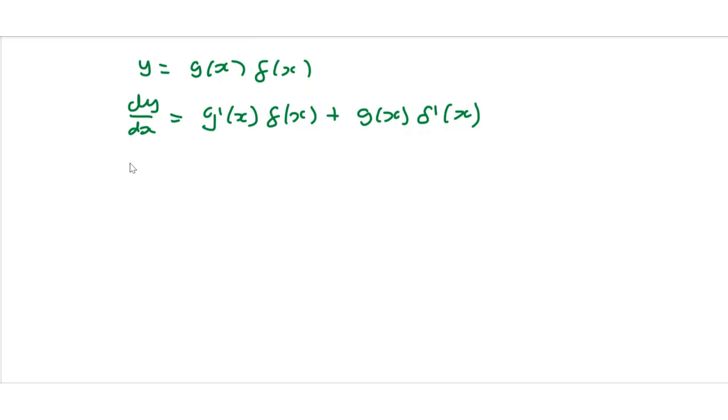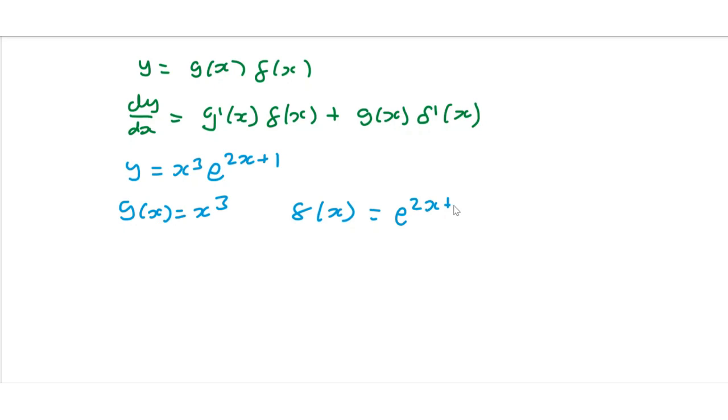So if y is equal to x cubed multiplied by e to the 2x plus 1, then we identify that we have two functions, g of x is equal to x cubed. Doesn't matter what we call these functions, we can call them u and v, or h of x and whatever. And then g dash of x is equal to 3x squared.